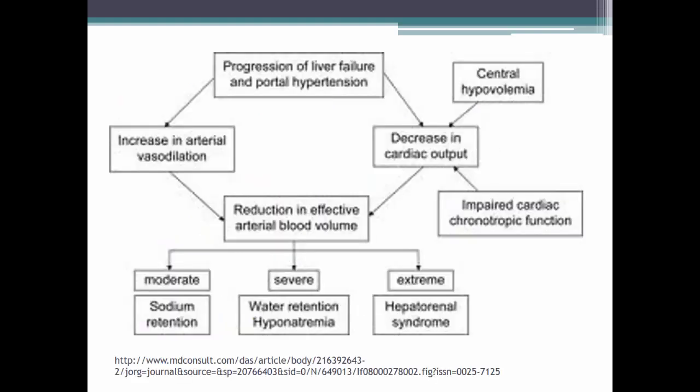So if you see here, what happens is that there is liver failure that leads to portal hypertension. That increases the arterial vasodilation to be able to maintain blood volume. Patients could have alterations in sodium with hyponatremia. In addition, because of this reduction in blood volume, patients go into acute kidney injury and hepatorenal syndrome that I will explain in a second. Due to this major hypovolemia and shunting from high pressure to lower pressure system, and affecting the preload from the inferior vena cava, it decreases cardiac output and therefore impairs chronotropic function.